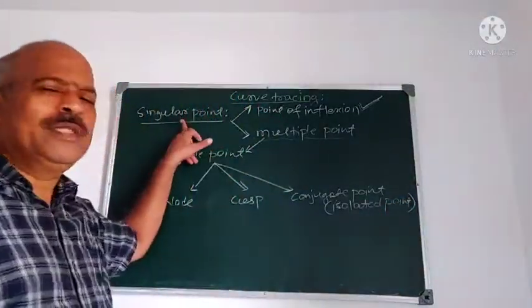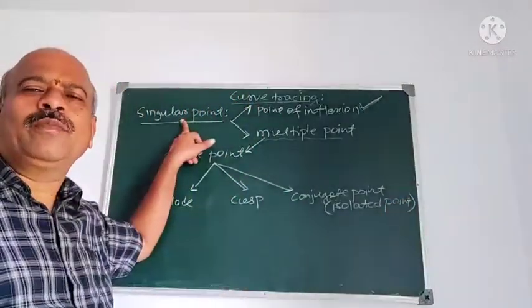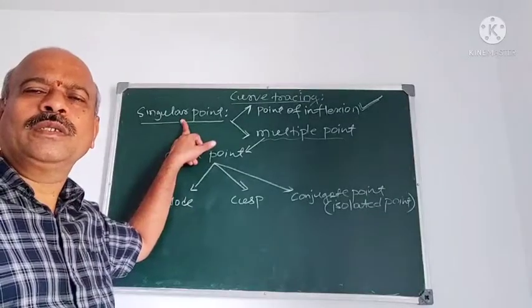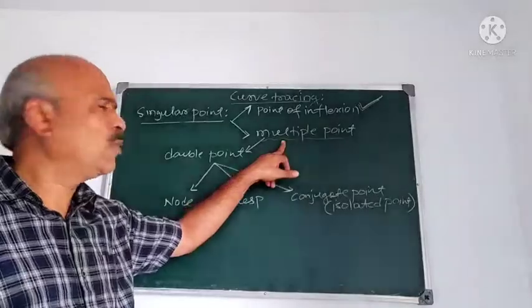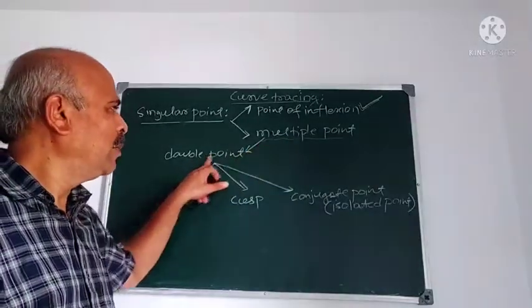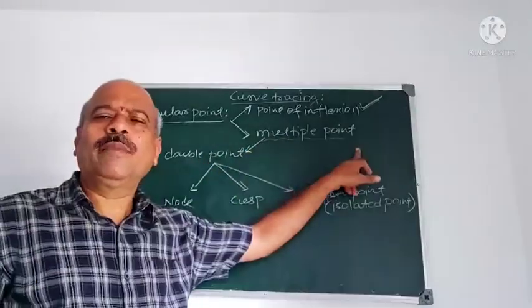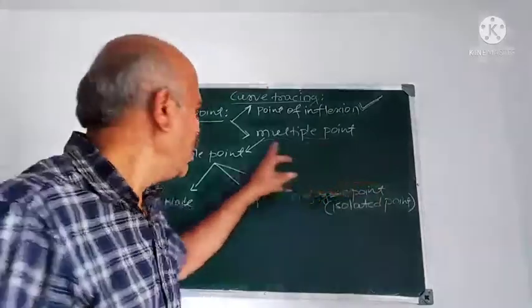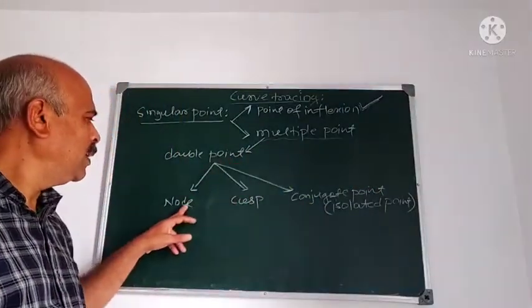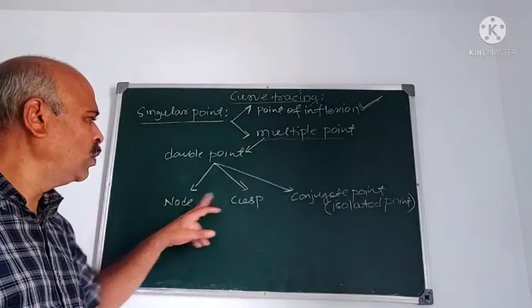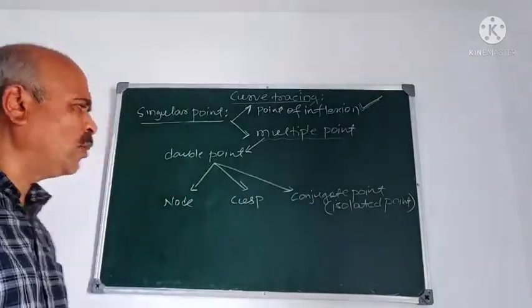A singular point means the curve behaves unusually at that point. That point of the curve is called a singular point. There are two types: point of inflection and multiple points. In multiple points, there are double points, triple points, or a point of order r. Now, double points are important here. Double points can further be known as node, cusp, and conjugate point.